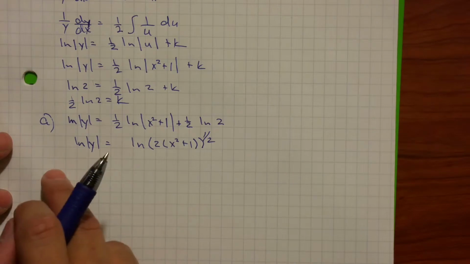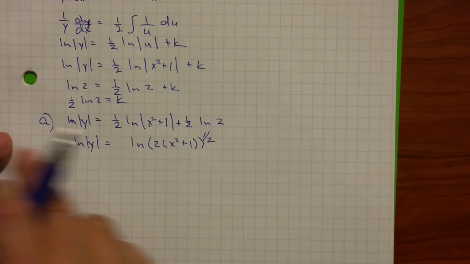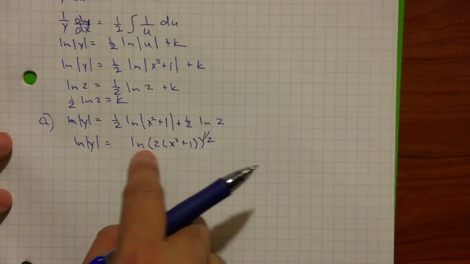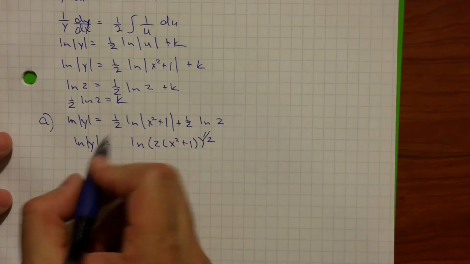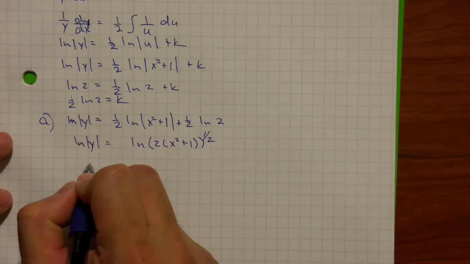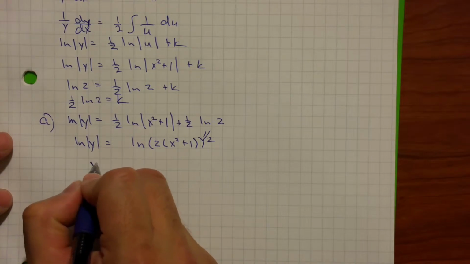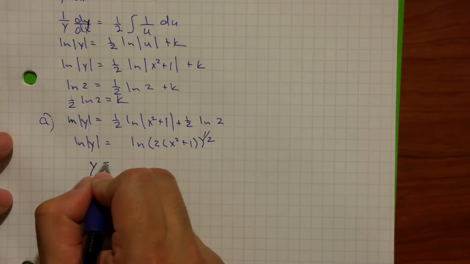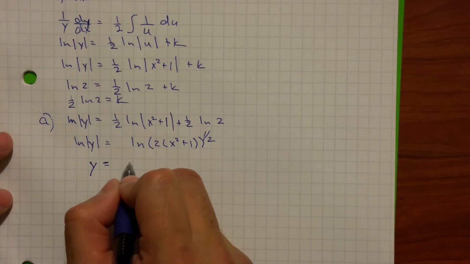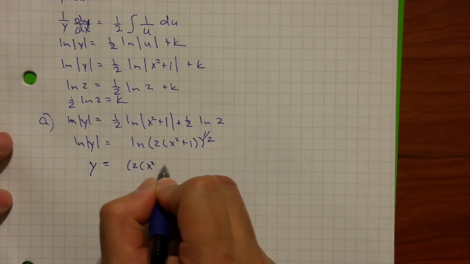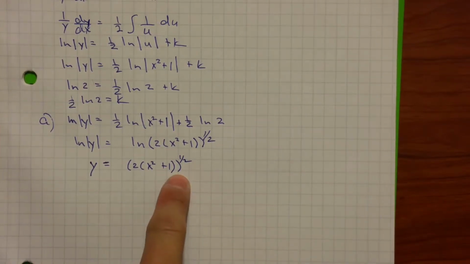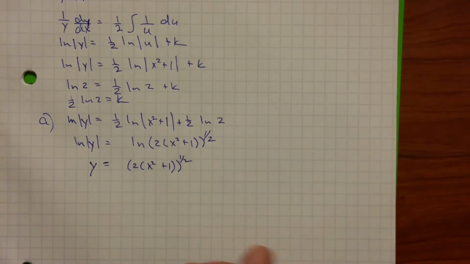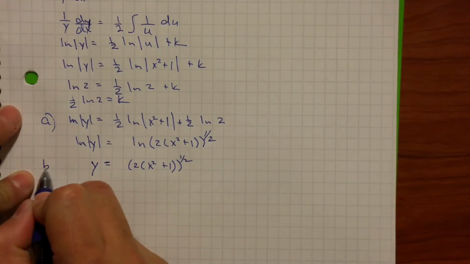Now the next part right here, we're going to try and get y by itself. If I notice, I isolated all this over here. So when I do my e, because I'm going to e both sides of this, I'm going to be left with y is equal to 2 quantity x squared plus 1, close, close, and that's to the 1/2. So now I got it down to y equals, and therefore that is my general solution. So that is going to be my answer for B.